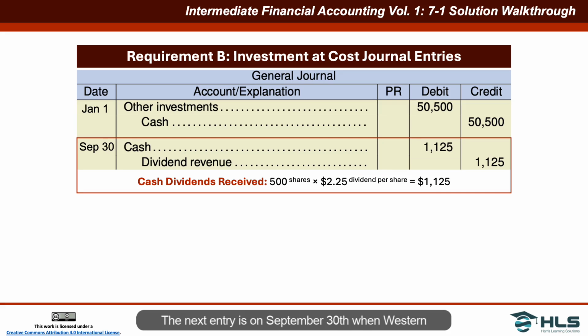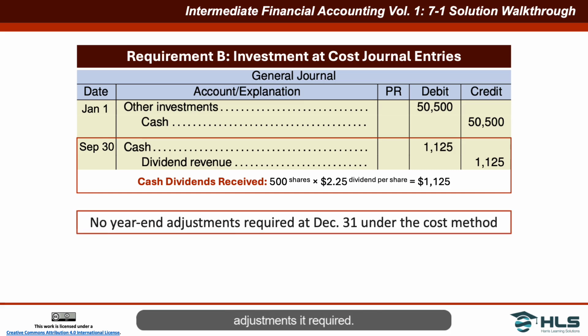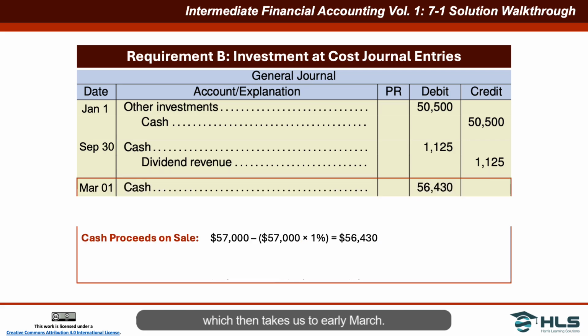The next entry is on September 30th when Western declares and pays a cash dividend of $2.25 per share. So we will debit cash and credit dividend revenue for $1,125, calculated as 500 shares times the $2.25 per share dividend. Now, chronologically, the next date would be the year end of December 31st, where we're asked to record any adjustments if required. Under the cost method, there are no adjustments to the investment required since the investment is carried at cost and is not adjusted to fair value, which then takes us to early March.